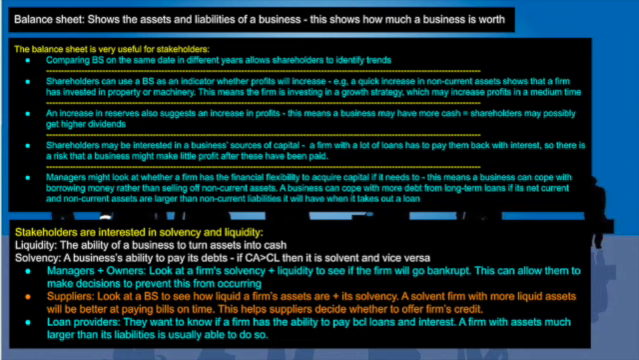Also, managers may look at whether a firm has the financial flexibility to acquire capital if it needs to. This means a business can cope with borrowing money rather than selling off its non-current assets. A business can cope with more debt from long-term loans if its net current and non-current assets are larger than the non-current liabilities it will have when it takes out the loan. In simple terms, what that's saying is, if the net current and non-current assets are greater than non-current liabilities, you can take out a loan and be okay. That's basically what it's trying to say. I would say again, try to remember all those bullet points as they're really helpful. They will be good in your exams.